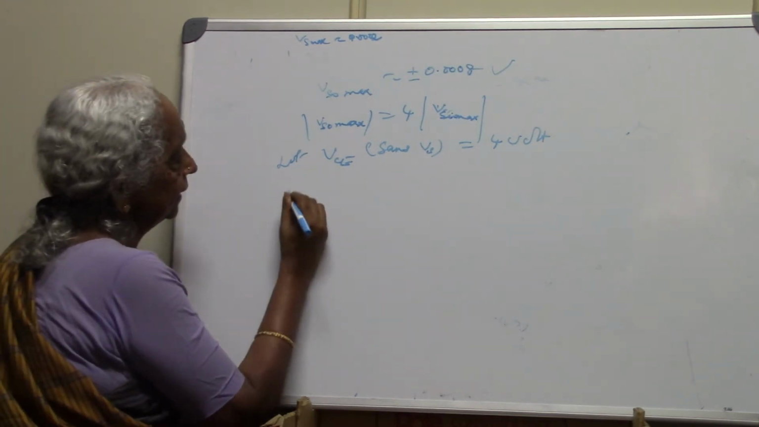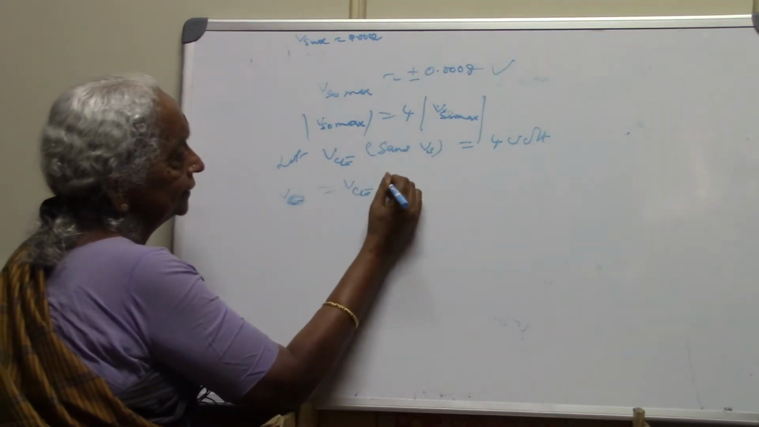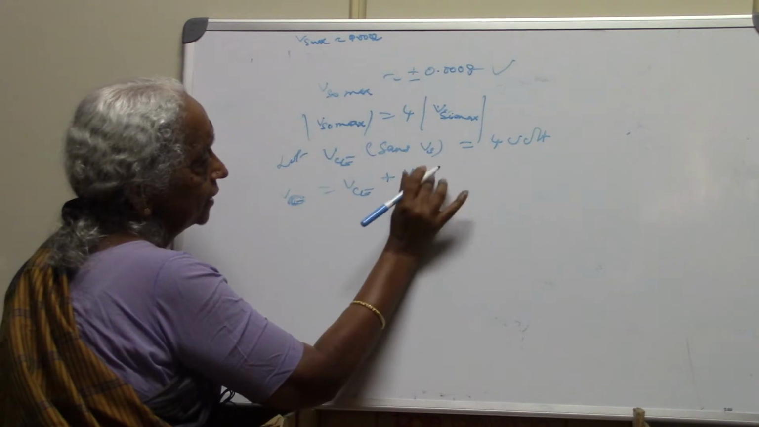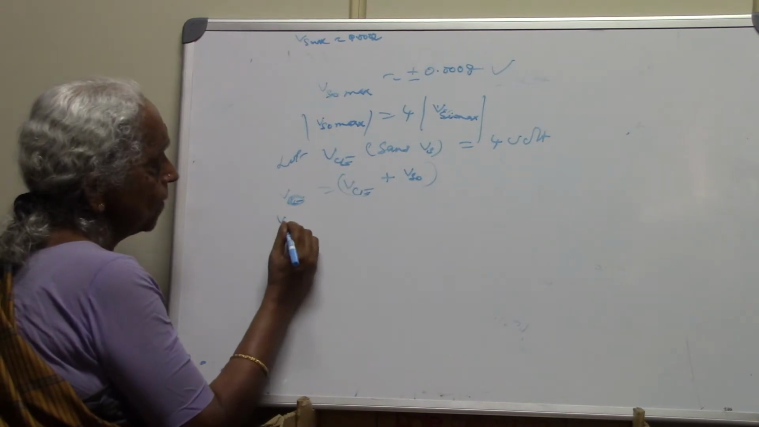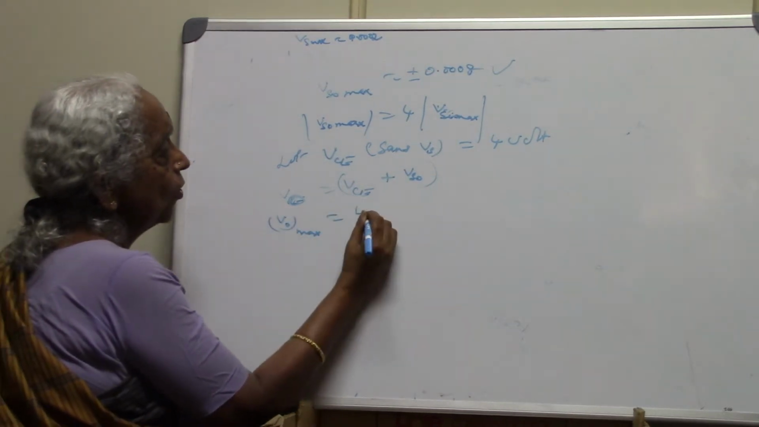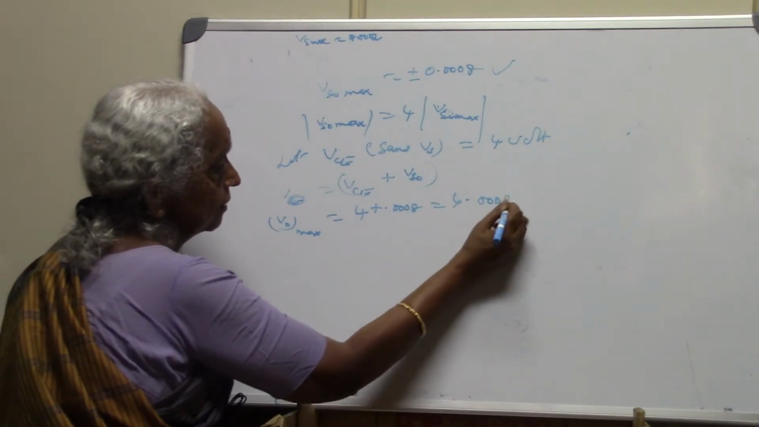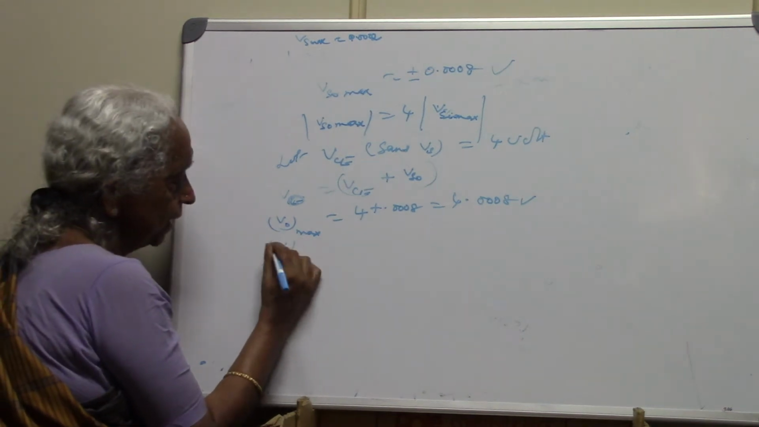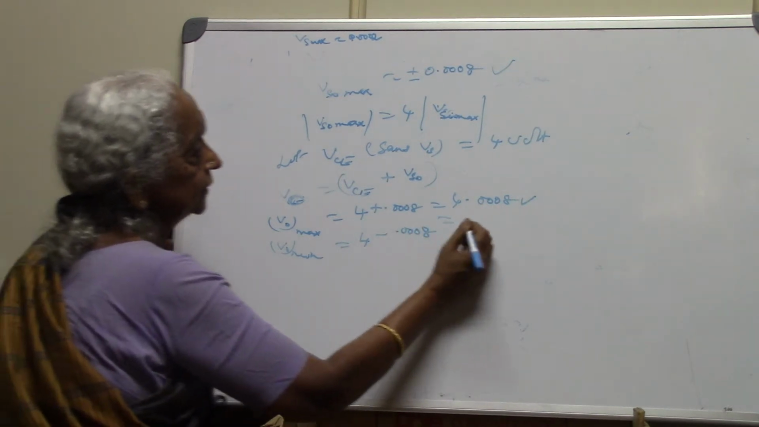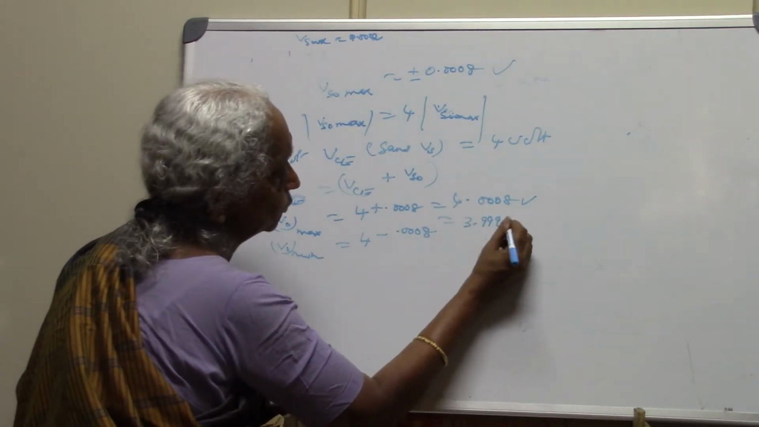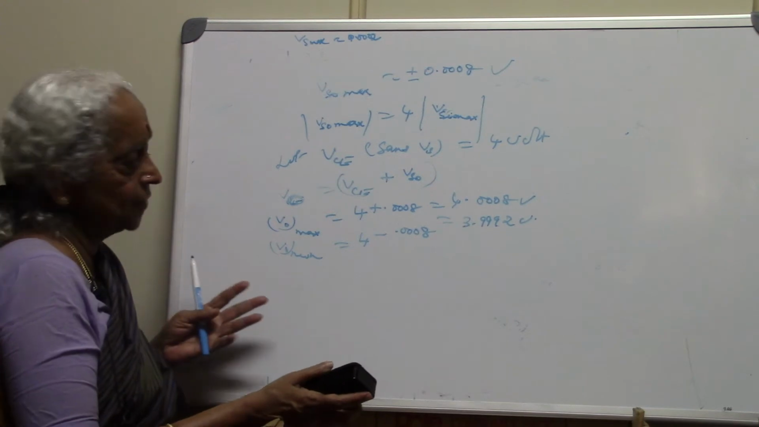So VO will be equal to VCE plus VSO. This is what we have to do. Now the maximum value of VO is therefore 4 plus 0.0008, which is 4.0008 volt, and VO minimum is going to be 4 minus 0.0008, which is equal to 3.9992 volt. So it is just like your transformation of axis.